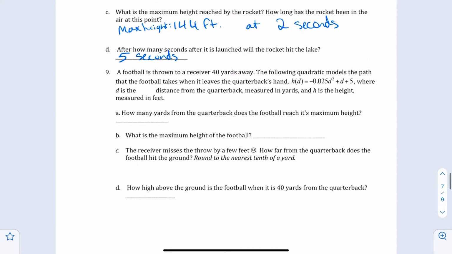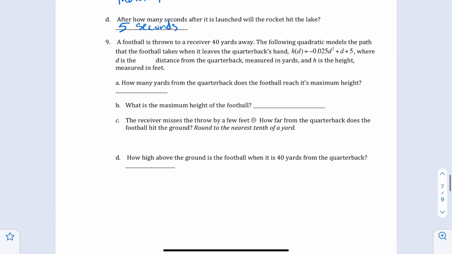Nice. If I take a look at number 9, there's a football thrown to a receiver who is 40 yards away. So I'm throwing the football 40 yards. The following quadratic models the path that the football takes when it leaves the quarterback's hand. So the height over a particular distance is equal to negative 0.025 d squared plus d plus 5. Because I guess I'm throwing the football from about shoulder height, so the football starts at about 5 feet above the ground. D is the distance from the quarterback. H is the height above the ground measured in feet.